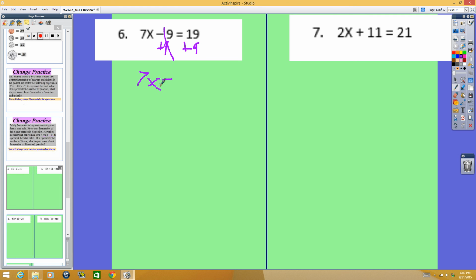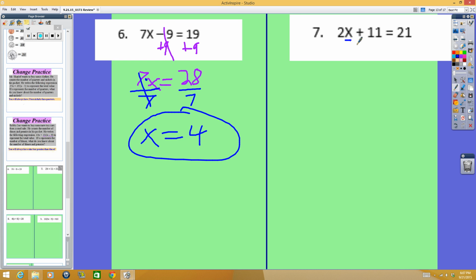7x equals 28. As we discussed, you know there's multiplication when the number is right next to a variable. So let's do the opposite of multiplication, which is division. And the number in front of that x is a 7. So that's what I'm going to divide by. x equals 4 is my answer.